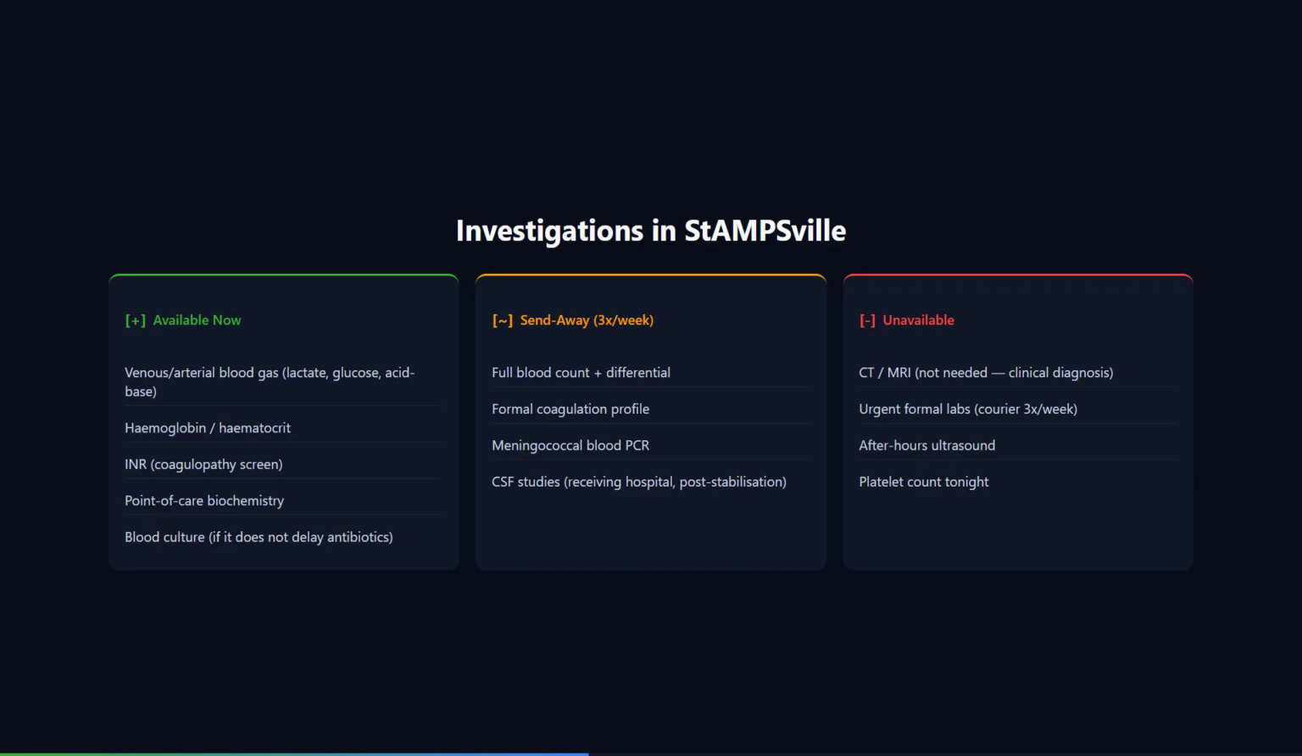Say that last sentence again, slowly, because it is worth an entire station. In pediatric sepsis, a normal blood pressure is not reassurance. It is a child still spending their reserve. By the time the pressure falls, you are behind.